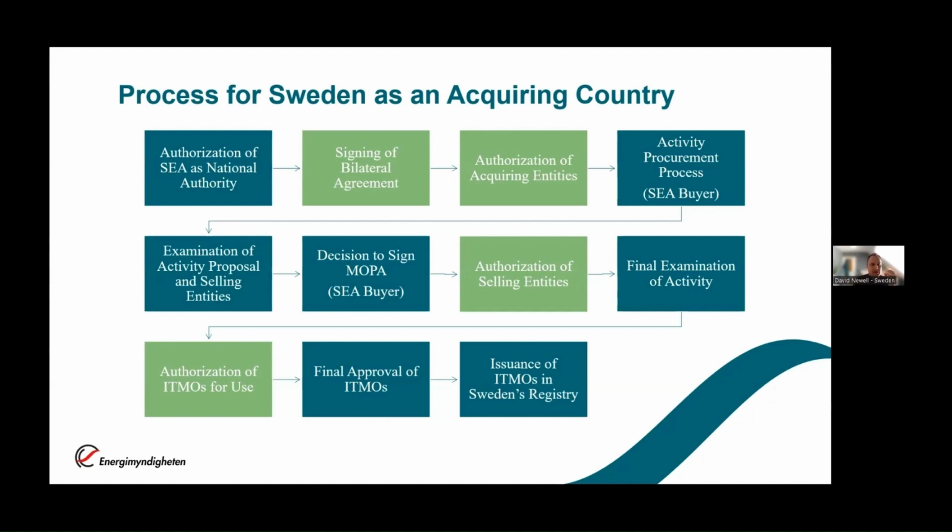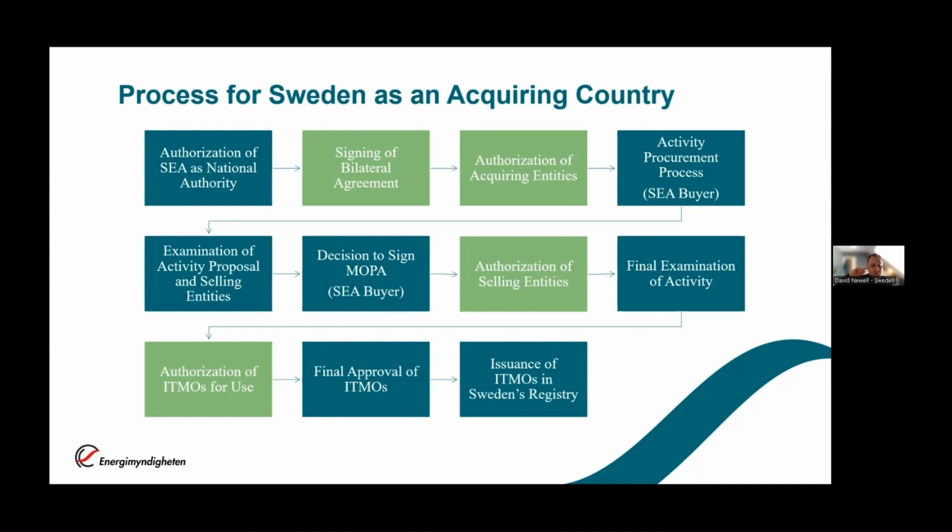A preliminary approval is not the same as an authorization, perhaps, in the eyes of the public or the private sector. So it's a little bit less of a strong statement of approval of the project, which is why we've decided to go with the ex ante authorization of ITMOs. Which means, as I've outlined here, that the ITMOs are generated, there's a final approval.